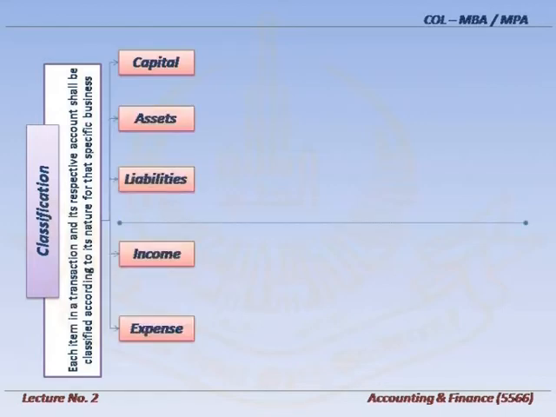Please recall the first lecture in which we read that classification is the first step of accounting, and in this step we classify the items involved in a transaction into capital, assets, liabilities, income or expense. Each item in a transaction and its respective account shall be classified according to its nature for that specific or particular business. The classification of an item provides the basis of recording that particular transaction in the respective accounts. Now we will discuss in detail with examples all these classifications one by one.